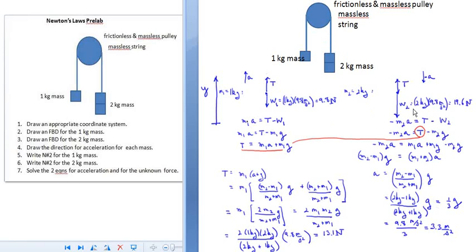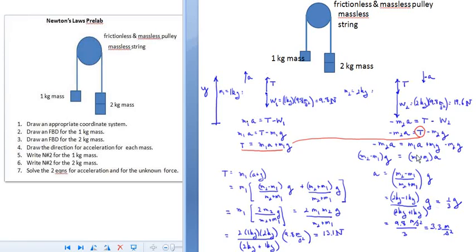Okay, Newton number 2 for the 2 kilogram mass is minus m2a, minus because this is a minus a now, equals T minus W2, same tension here acting upwards as on the 1 kilogram mass, minus W2. So minus m2a equals T minus m2g. Now what we're going to do is take this tension that we solved for in the first Newton number 2 and plug it in here, which is what I do in the next step. So you can see the T has become that.